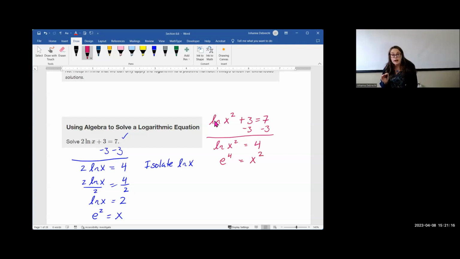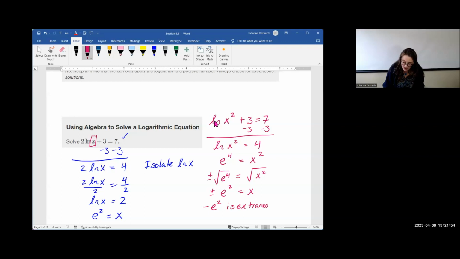Now we would go ahead and take the square root of both sides. I have x squared, so when I take the square root of x squared, I get a plus or minus on the other side. The square root of e to the 4th is e squared. The question is, can we use both the positive and the negative? The answer is no. We cannot use the negative because if we plug it into the original equation, it would give us a negative answer part. So negative e squared is extraneous, a false solution.